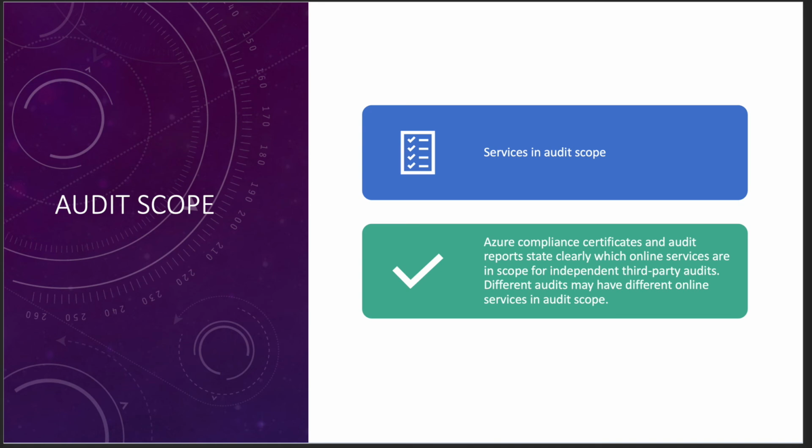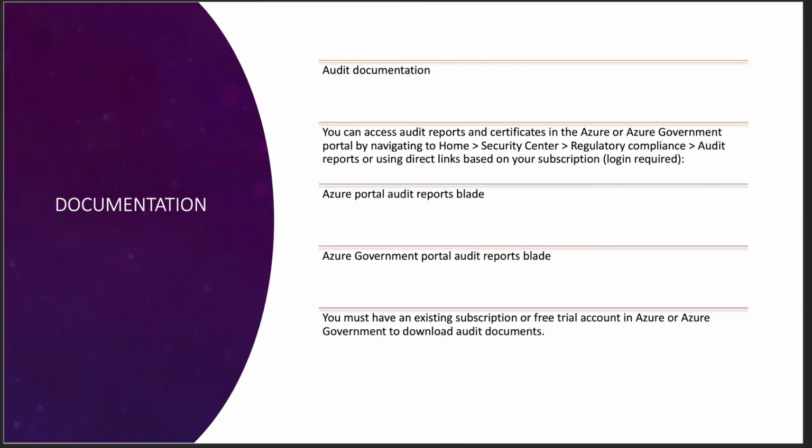So Azure compliance certificates and audit reports really clearly state which online services are in scope and which ones are not, and which ones you are responsible for and which ones Azure is responsible for. So make sure you're really comfortable with that idea that compliance certificates and audit reports are basically scope based, and you are still always going to be responsible for your stuff: your data, your crypto, your encryption policies, and any code that you may have written.